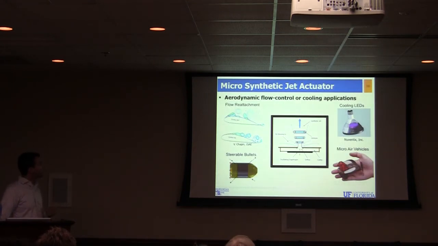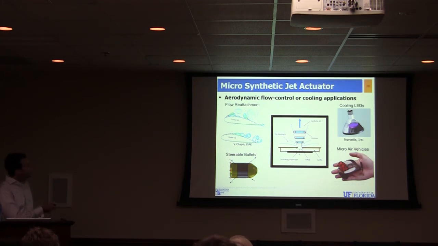What we are working on right now is building something called a synthetic jet actuator. These are devices that interact with an aerodynamic flow. They're used today to cool LED lamps. There's concepts for steerable bullets and flow control over airfoils, particularly for micro-air vehicles, where these little actuators can be placed on the wing and they interact with the flow in a very nonlinear manner and control the flow over the wing. So what is a synthetic jet actuator?